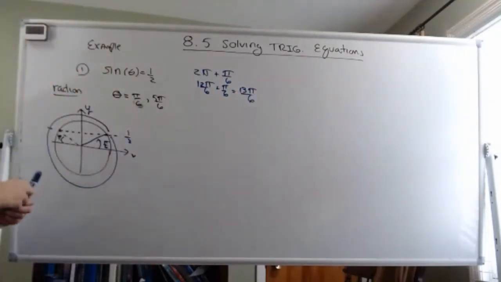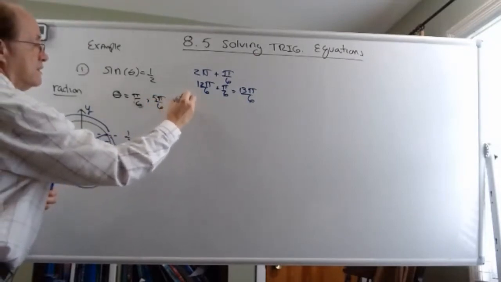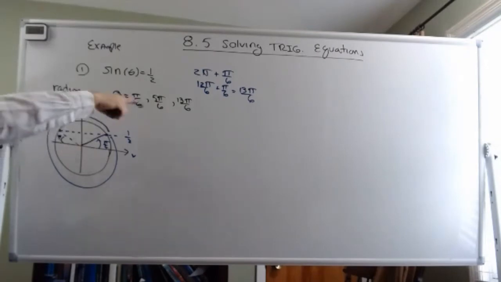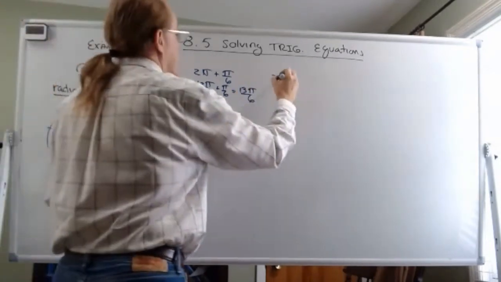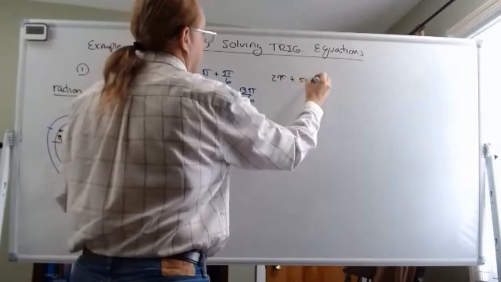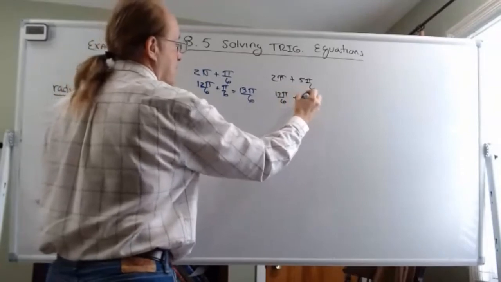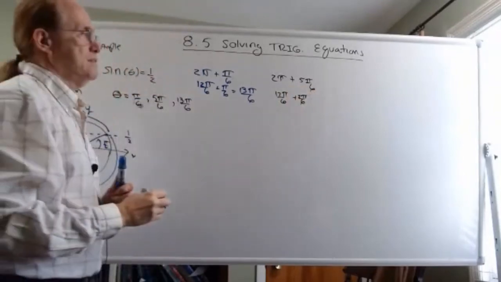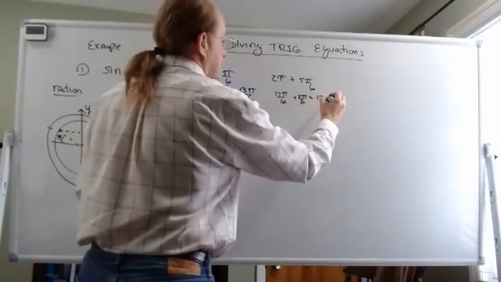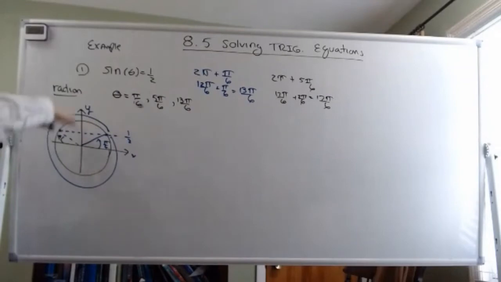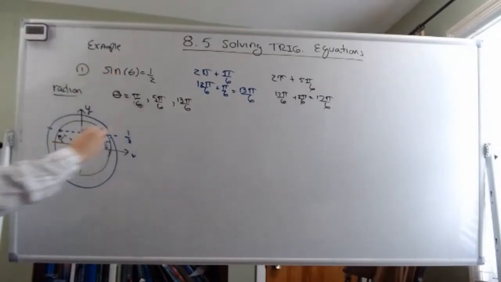So I have another angle over here, which is 13 pi over 6. Here I could also go around another cycle of 2 pi and add that to 5 pi over 6. So I could take 2 pi plus 5 pi over 6. Well, this is again 12 pi over 6 plus 5 pi over 6. So you can see where it's complicated. You have a lot of solutions to find. That gives me 17 pi over 6. They're all giving me my y coordinate, which is a sine, giving me 1/2.